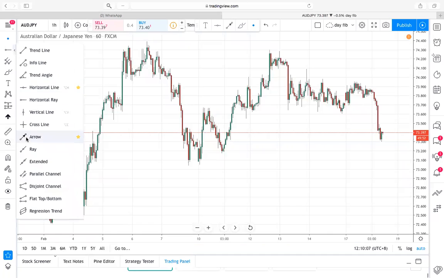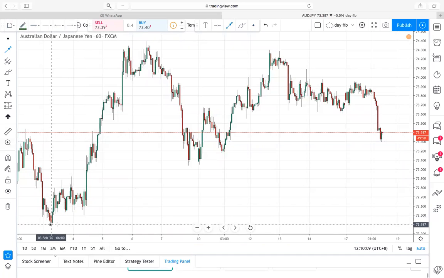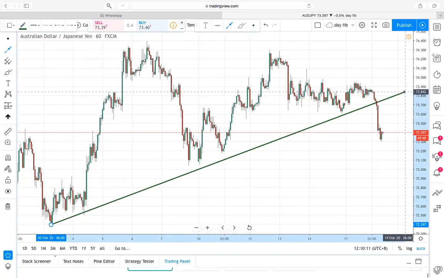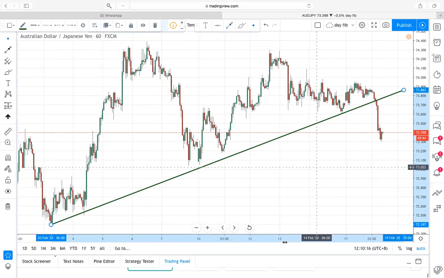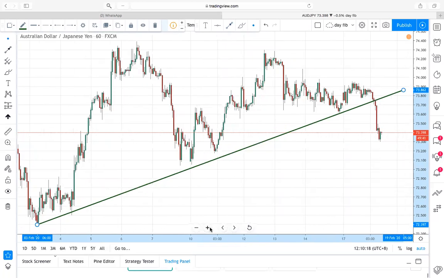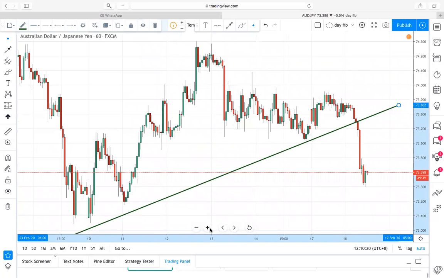Same thing on the 1 hour. You can see I can use this here. Very nice. Price has already broken down from here.